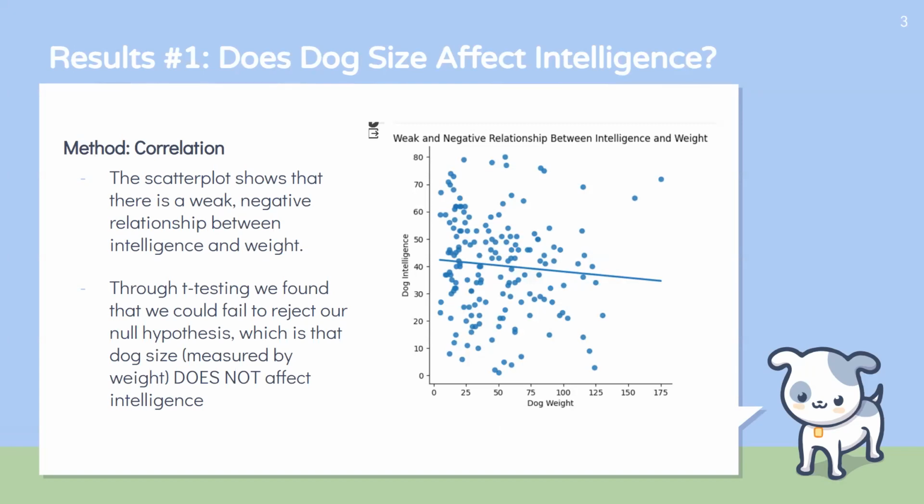So the method that Chandan and I used was correlation to see if there was a relationship between a dog's size and a dog's intelligence. When looking at the scatter plot here alone, it doesn't look like there's any relationship at all. But with the line of best fit, we can see that there's a weak negative relationship between intelligence and weight. So we used our data to find our T statistic and T critical value, and we compared them. We found that the T statistic is less than the critical value, meaning that we can fail to reject the null hypothesis. So through the visualization, you can see that there's not really a relationship, but with the coding to back it up, we fail to reject our null hypothesis, meaning that dog size does not affect dog intelligence at all.